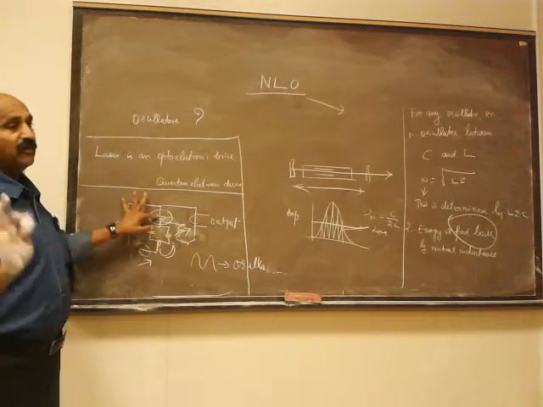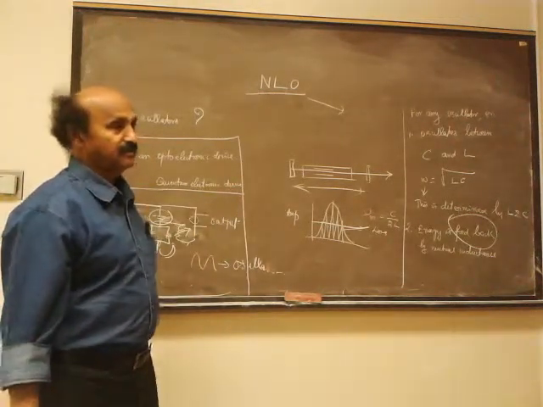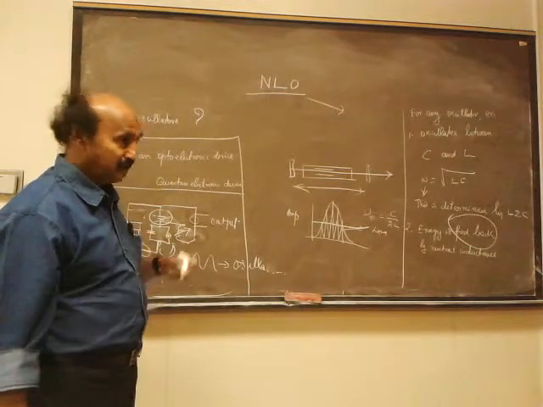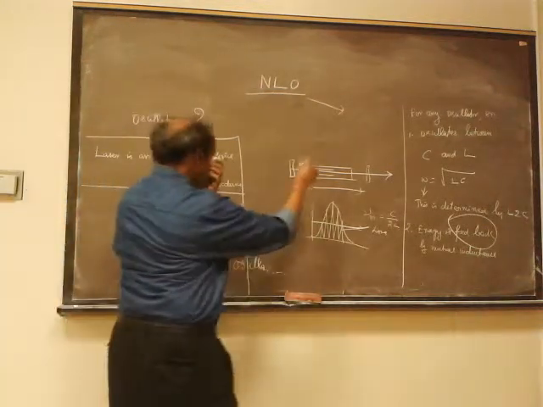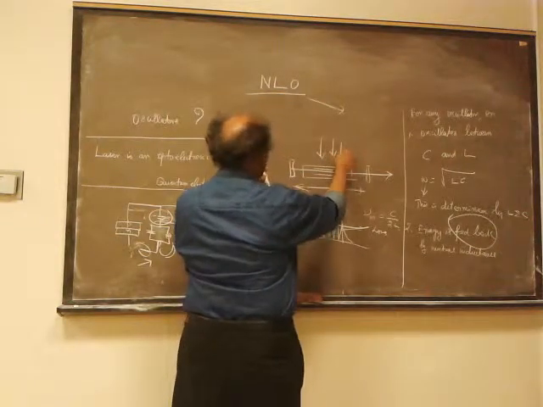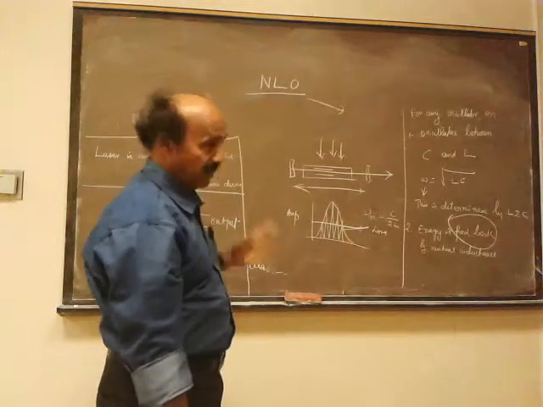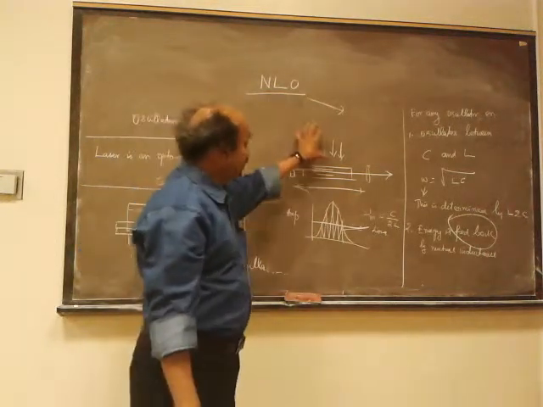This is the source of all energy. Where is the source of energy? Maybe optical from a lamp. You produce population inversion by optical pumping or electrical discharge, whatever it is. That is a source of energy.